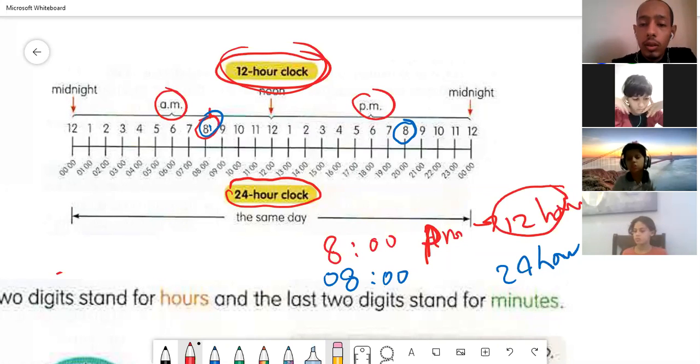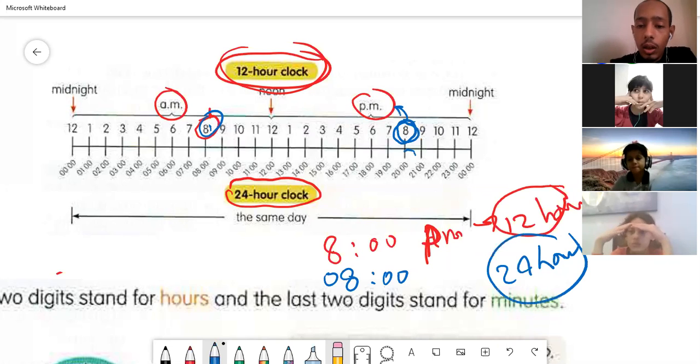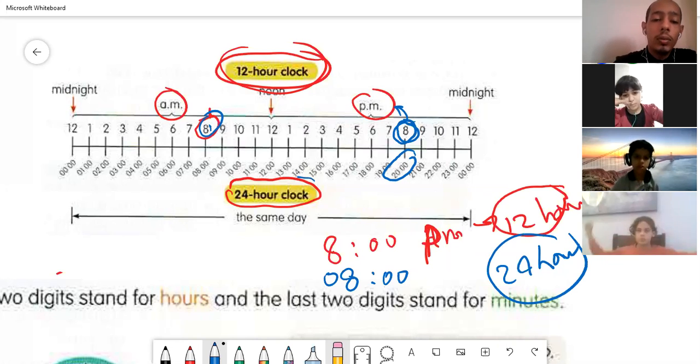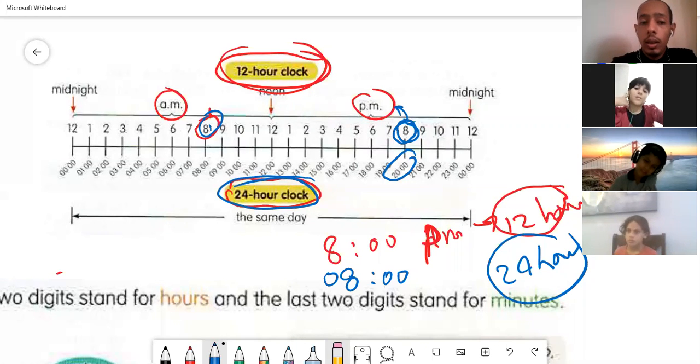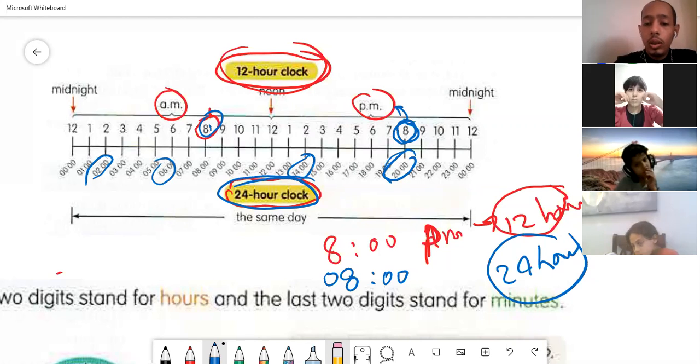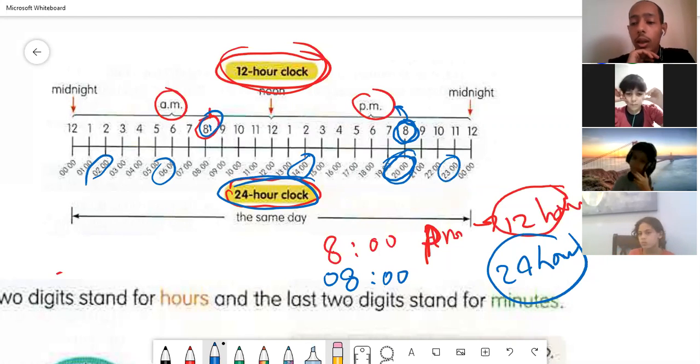We can look here. This is 8 PM. Here we have the corresponding time in the 24-hour clock, which is going to be what? 20, right? Do we say 20 AM or PM? We don't say that. So for the 24-hour clock, we don't say AM or PM. We just say it is 2, for example, 6, 14, 20, 23. We don't say AM or PM. Clear?